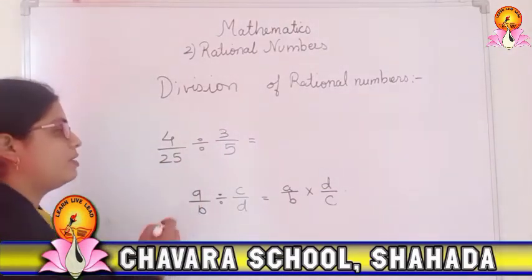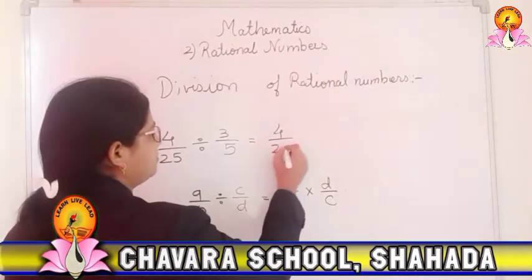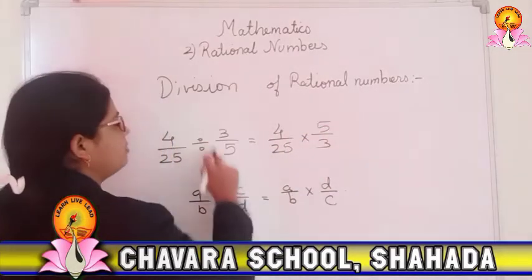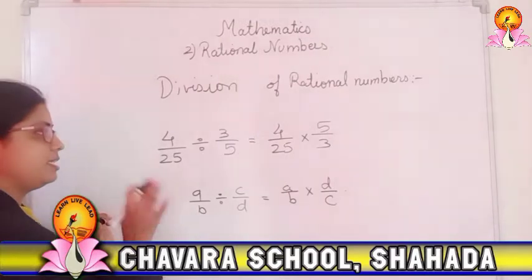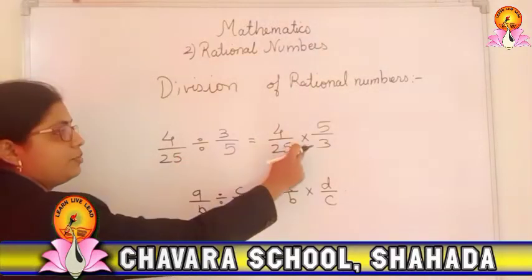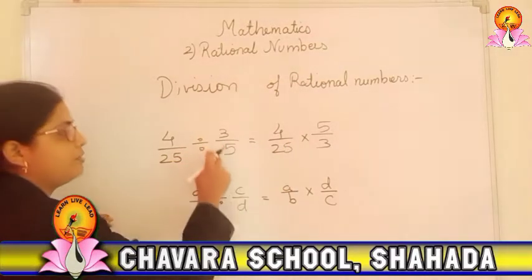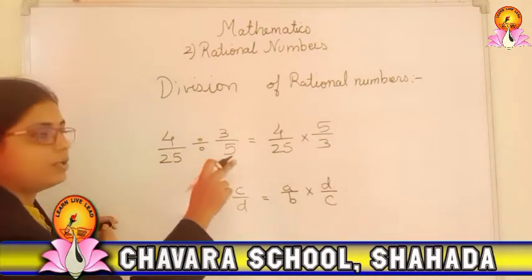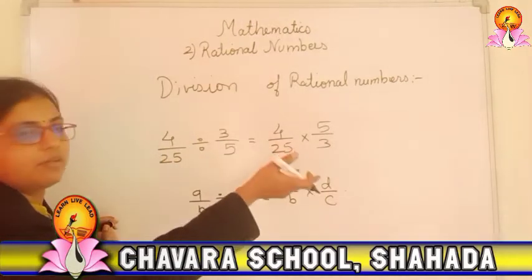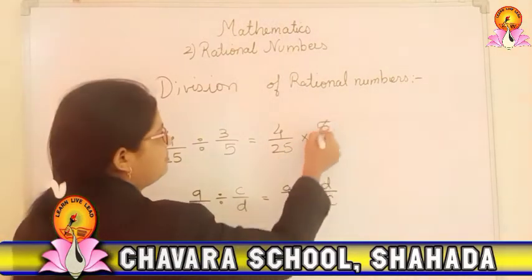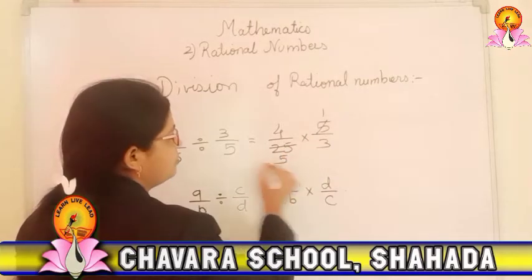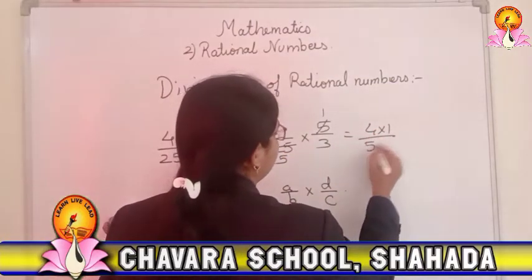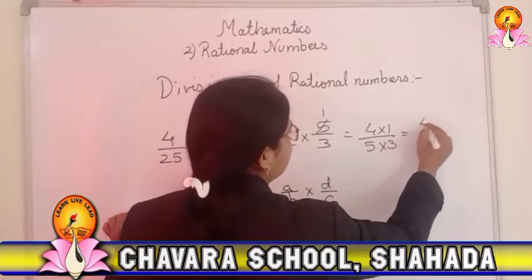In that way you can go for the solution of this now. So 4 upon 25 will be as it is, multiplied by 5 upon 3, the reciprocal of this. Okay, only the change is like that. Instead of division you put multiplication and take the reciprocal of the number, that is 5 upon 3. Now whether it is simplified or not, according to the multiplication, the same way we have to go through that. So 5 ones are 5, 5 fives are 25. Now what is remaining? 4 into 1 upon 5 into 3. So the answer is 4 upon 50.